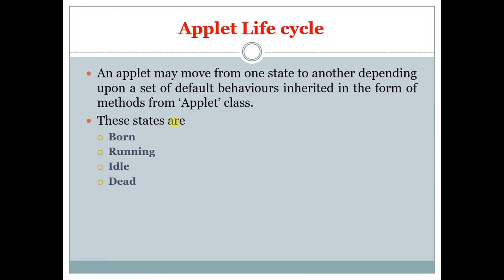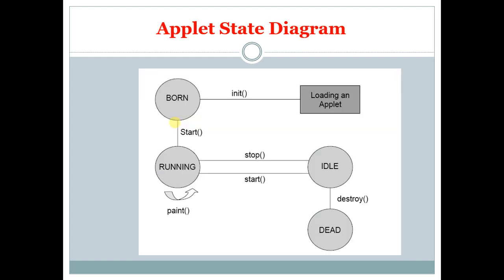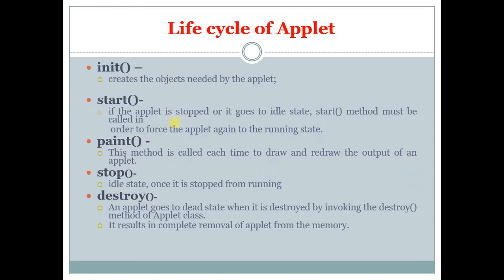Life cycle of an applet. An applet may move from one state to another depending upon a set of default behaviors inherited in the form of methods from the Applet class. The states are born, running, idle, and dead. This is the state diagram of an applet. The life cycle of an applet consists of these functions.